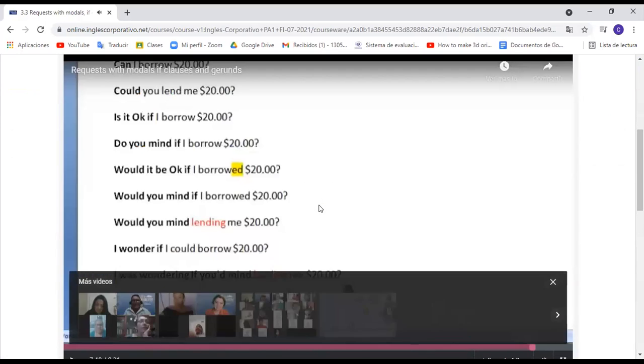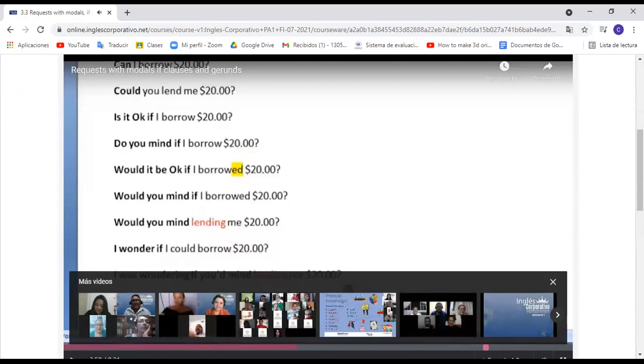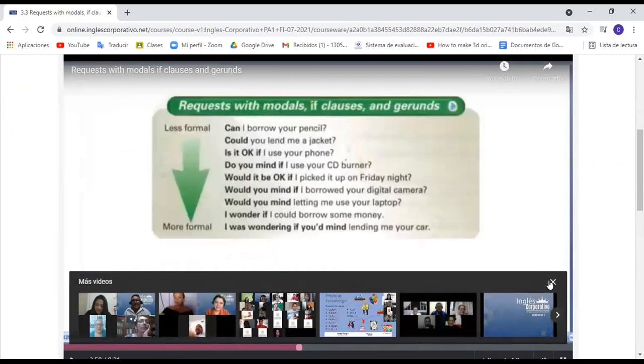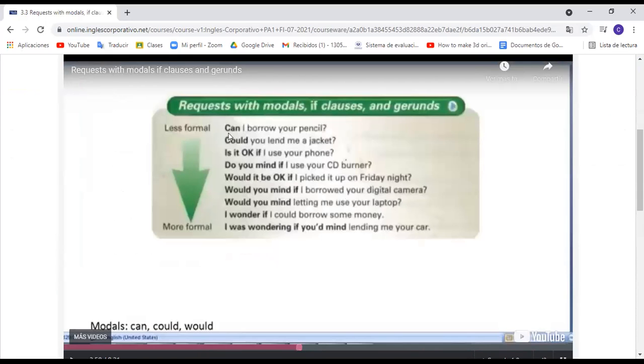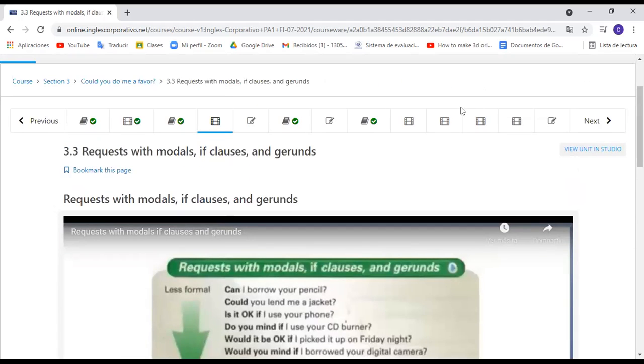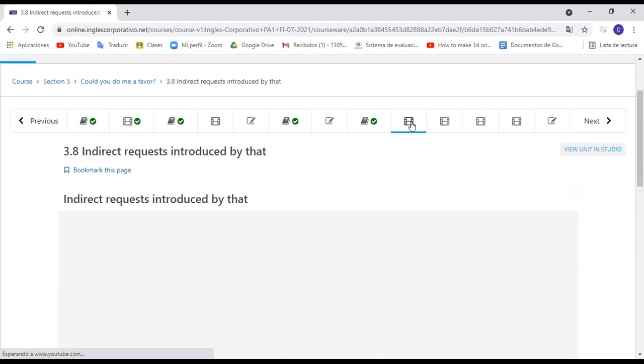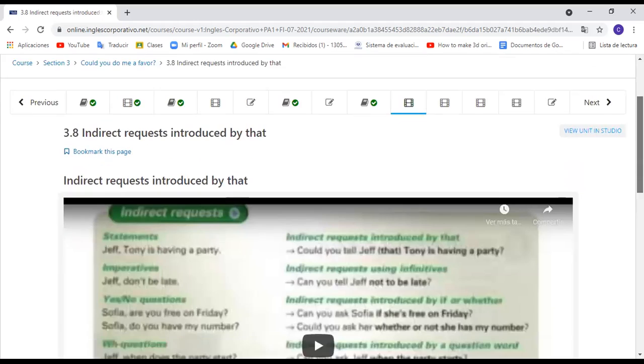If we remember here, we can see the list between formal and informal. If we see the first, the less formal, like with your friends or your family, it's this one, can or could. And then the more formal is here, this form: Do you mind? Would it be okay? Like that. But both forms are correct. Any other questions?